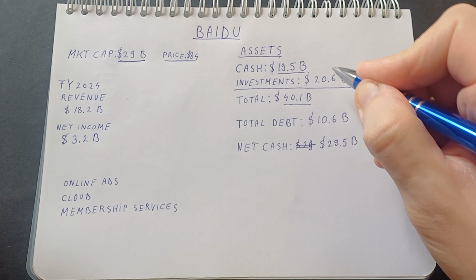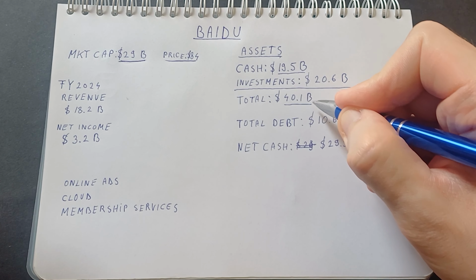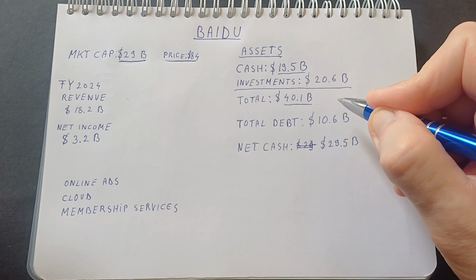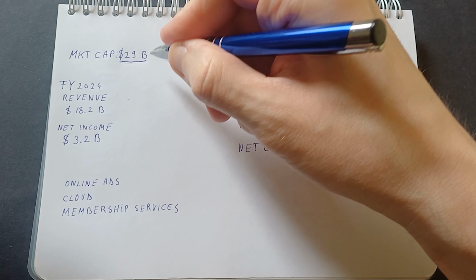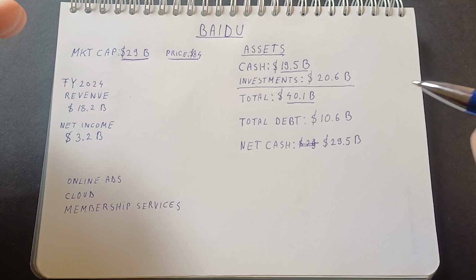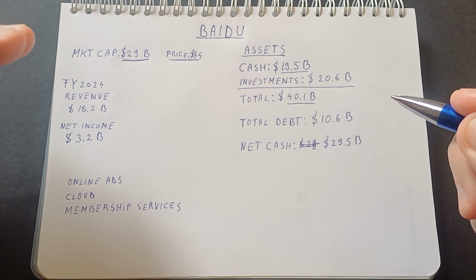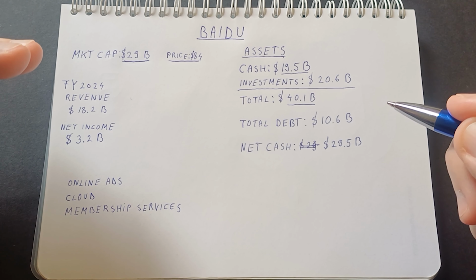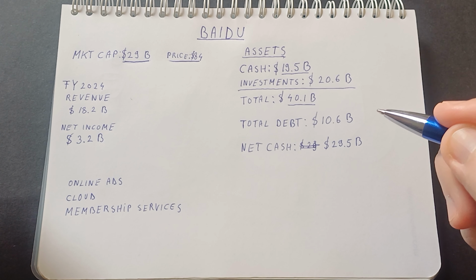And now, when you compare total cash plus investments here, $40.1 billion, with the current market cap of only 29 billion, you can see that this company called Baidu is traded below the cash and investments on their balance sheet.